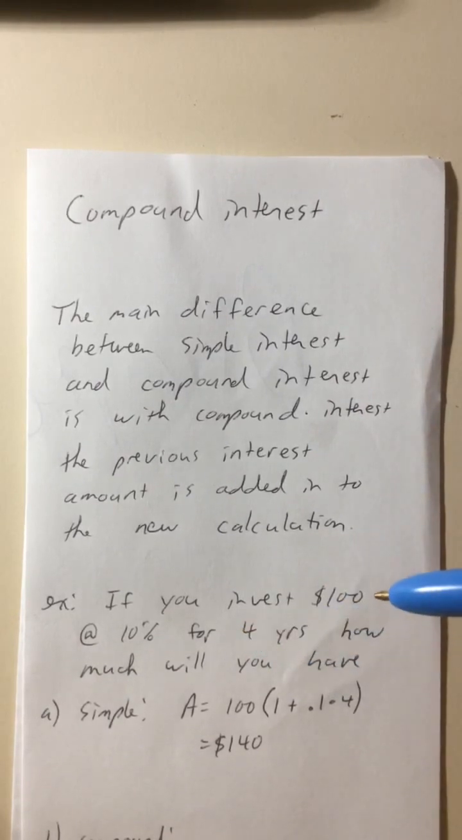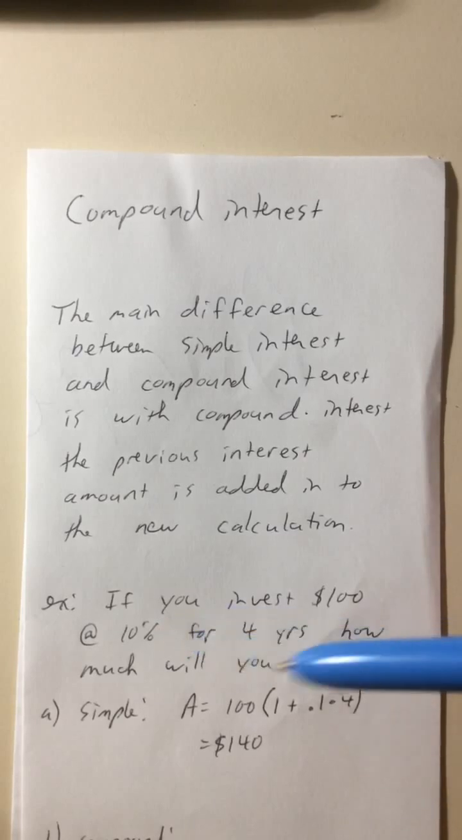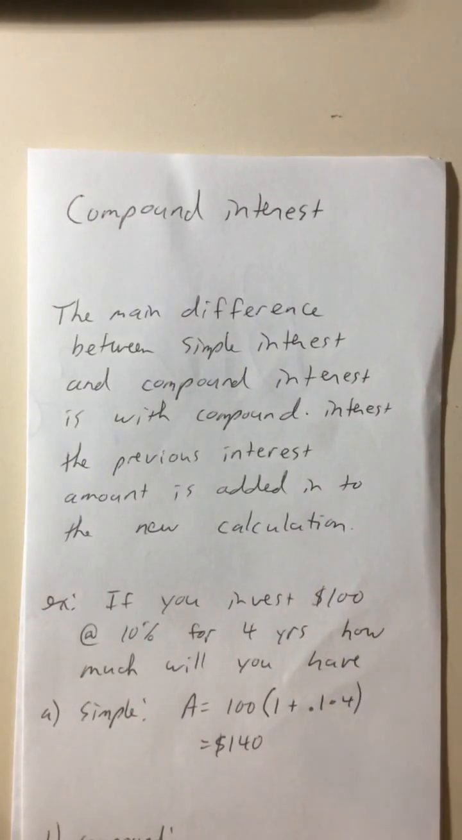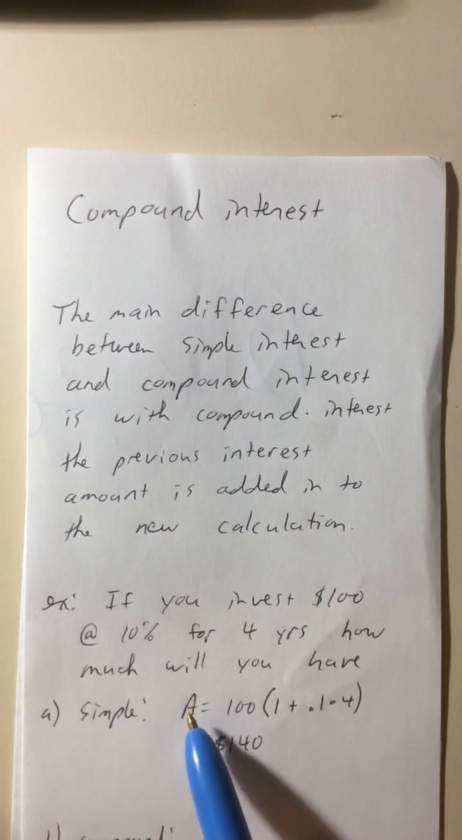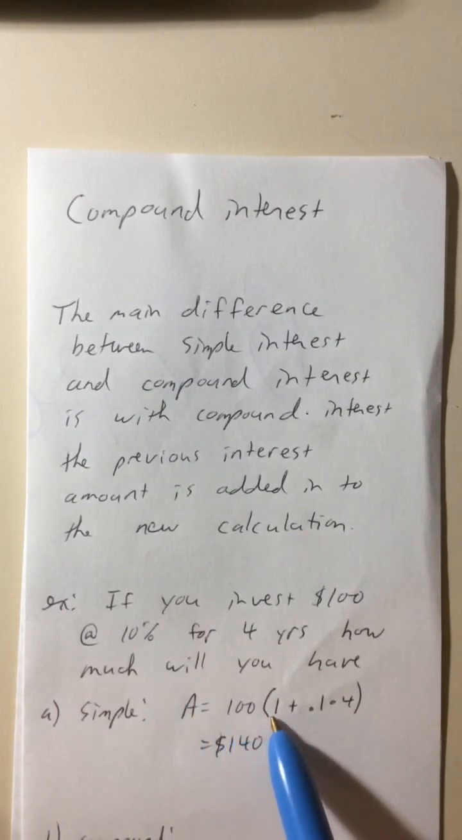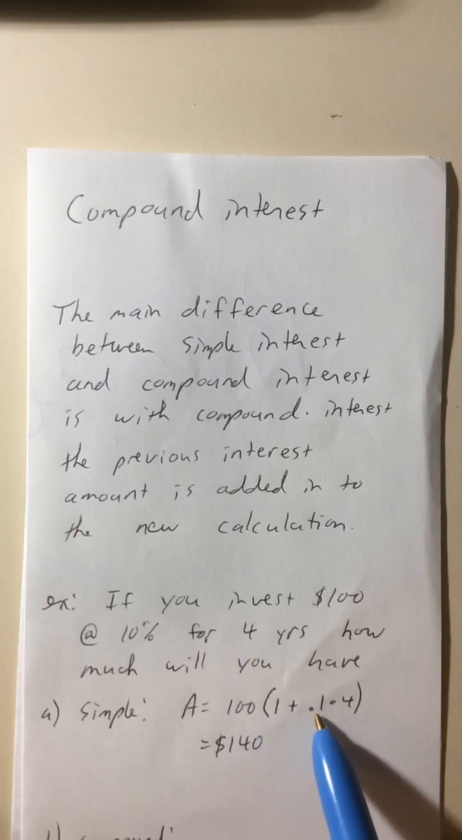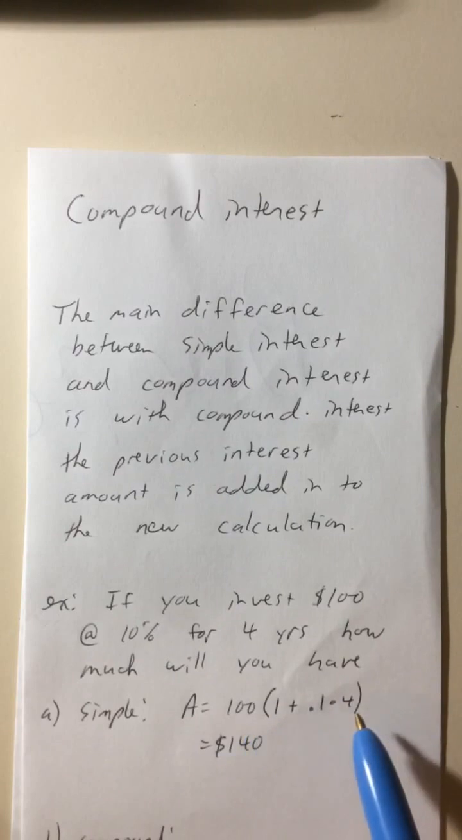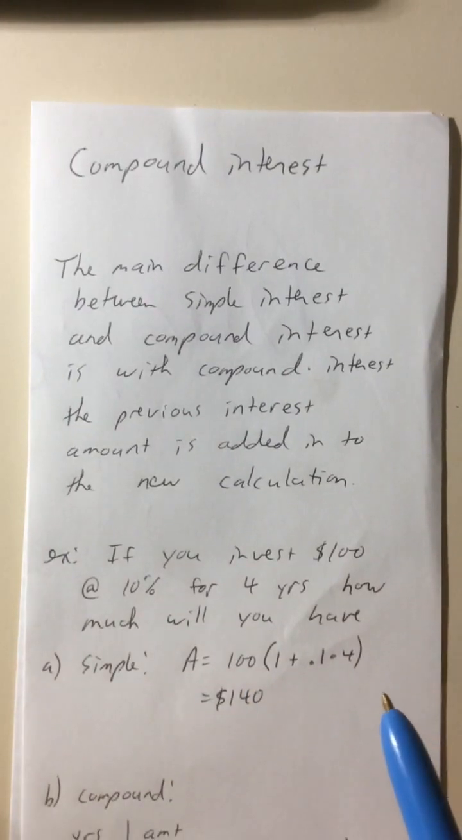So if you invest $100 at 10% for 4 years, how much will you have if you use a simple interest calculation? Well, we already know what that looks like. We're going to find the amount at the end, which means we're going to do $100 times 1 plus the interest rate, 0.1 for 10%, times 4 years. That's just the simple interest formula that we had before. And it's $140. So simple, easy.